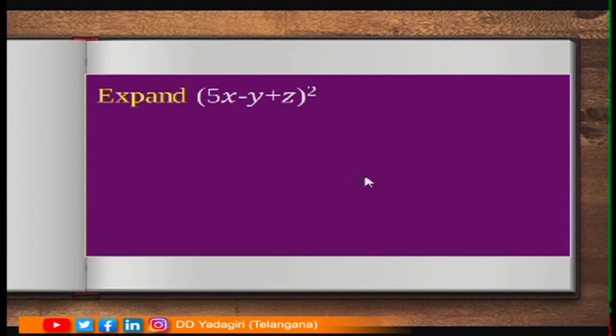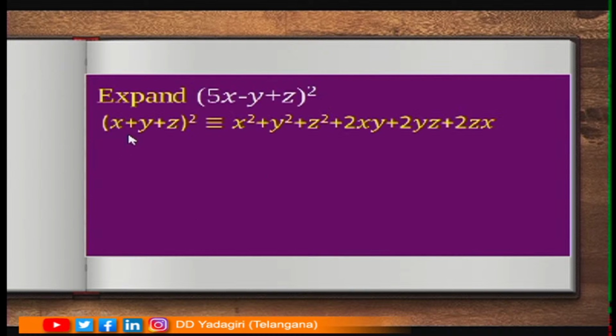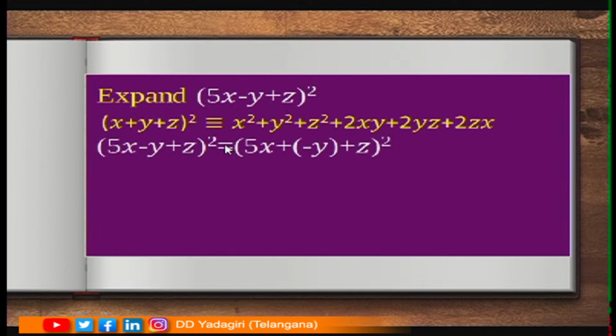Let us take a simple exercise, 5x minus y plus z whole square. You want to expand this using the formula x plus y plus z whole square. For this you can take the expansion of x plus y plus z whole square and compare these two, they are same. Here the problem is 5x minus y plus z whole square, the minus y you can write as plus into minus, and plus into minus is minus. Just compare, this is what is x, this is what is y and this is what is z. So, x is 5x, y is minus y and z is z only here.